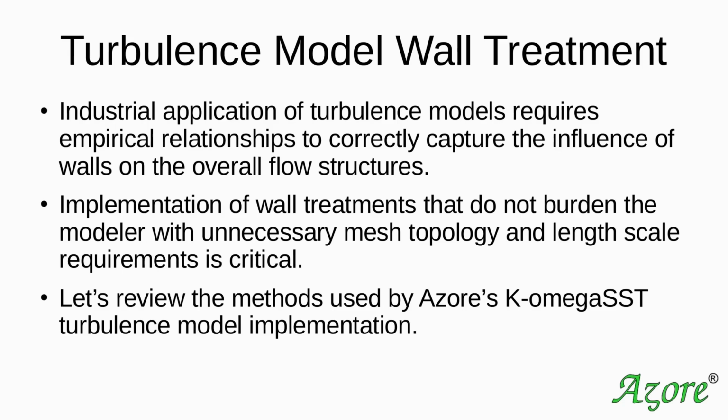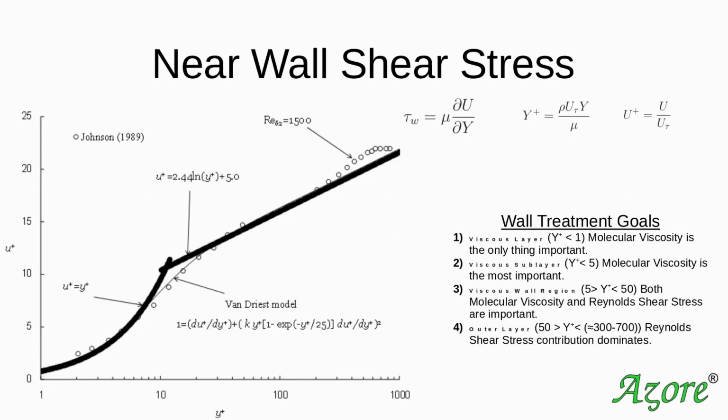So you have to put a fine mesh in areas where the velocity is really large near a wall, or you can put a larger mesh in an area where the velocity is smaller near a wall. But it makes it a little tricky. We're going to review how these models are put together in Azore in particular. And the first thing we want to start with is this near wall shear stress.